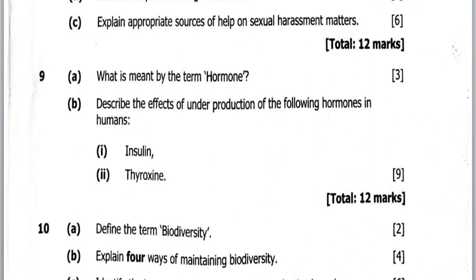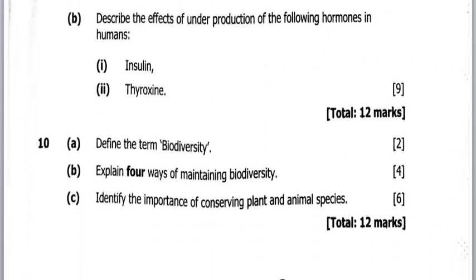Go to question 10. Part A, define the term biodiversity. How can we define the term biodiversity? Biodiversity can be defined as the variety of living organisms in an ecosystem. The variety of living organisms in an ecosystem, that is biodiversity. Part B, explain 4 ways of maintaining biodiversity. Some ways in which biodiversity can be maintained.